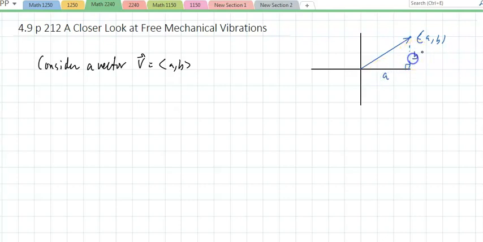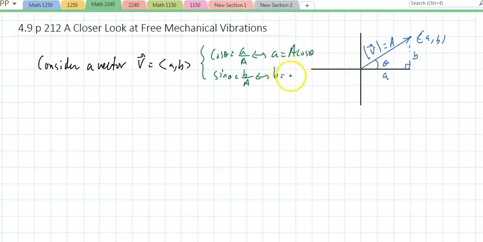Well, this is component A, this is component B, this is the angle it makes, and this right here is the magnitude of V. The book is going to call that capital A. That's what we need to find in the long run. If I take the cosine of theta, that would be the adjacent over the hypotenuse, which indicates A is A times the cosine of theta. And if I take the sine of theta, that would be the opposite over the hypotenuse, which indicates the J component is A times the sine of that angle.